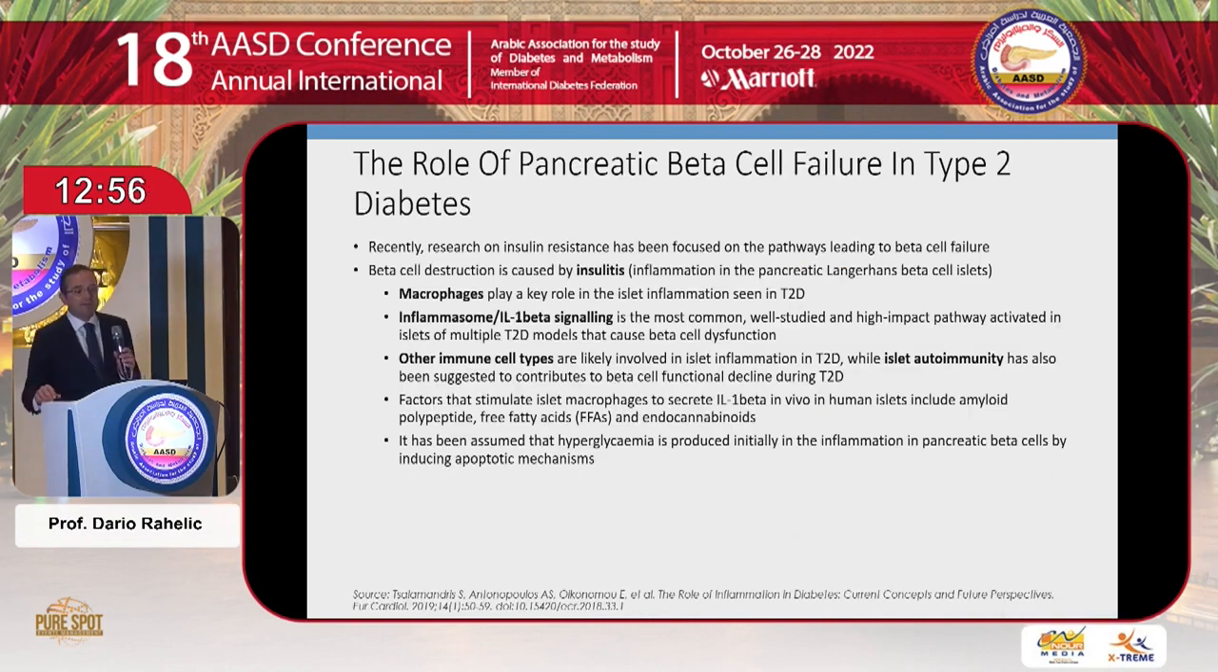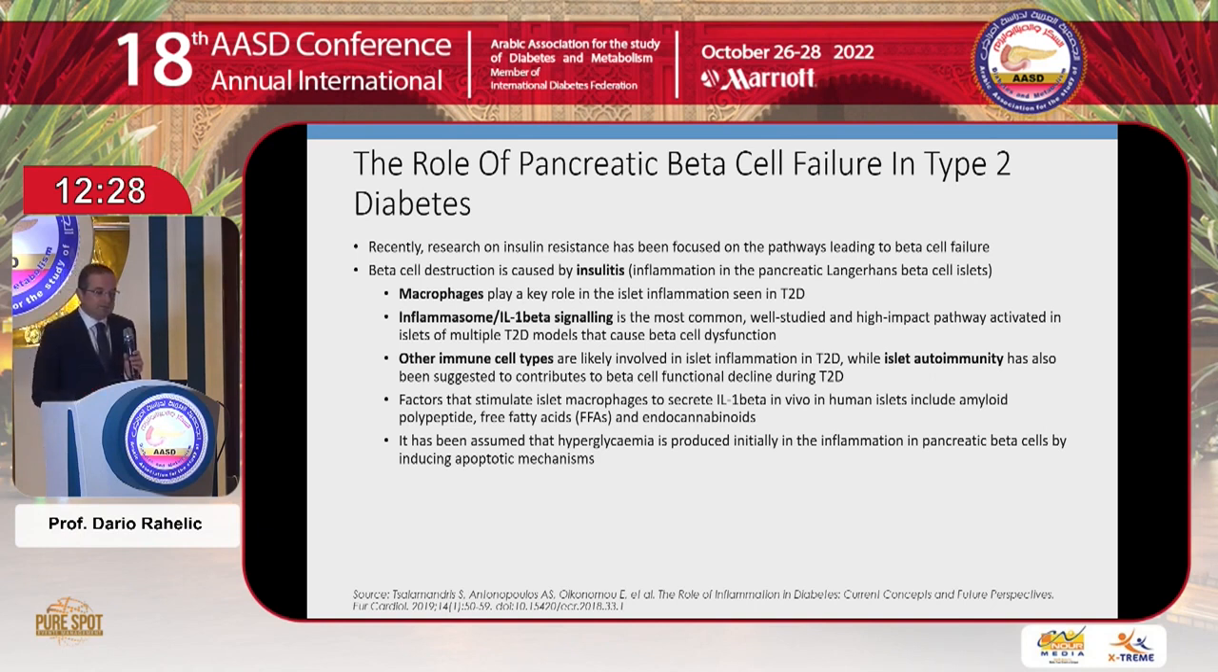So the role of pancreatic beta cell failure in type 2 diabetes has already been mentioned several times in the pathophysiology of type 2 diabetes. But when we talk about inflammation, we are not talking only about inflammation of adipose tissue, but also about inflammation of pancreatic beta cells, which will aggravate type 2 diabetes and also hyperglycemia.